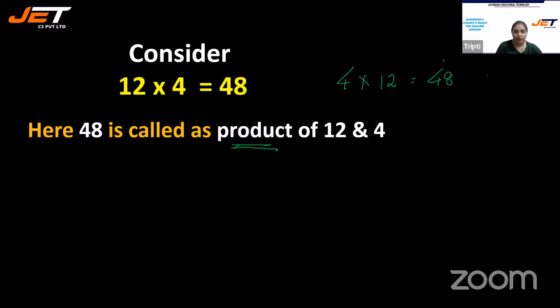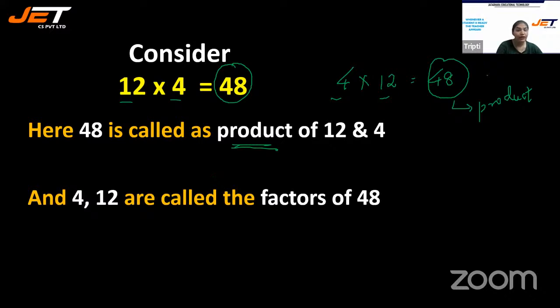What is a product? Product is the answer that you get when you multiply numbers. 48 is the product of 12 and 4, or 4 and 12. What are 4 and 12 called? 4 and 12 are called the factors.